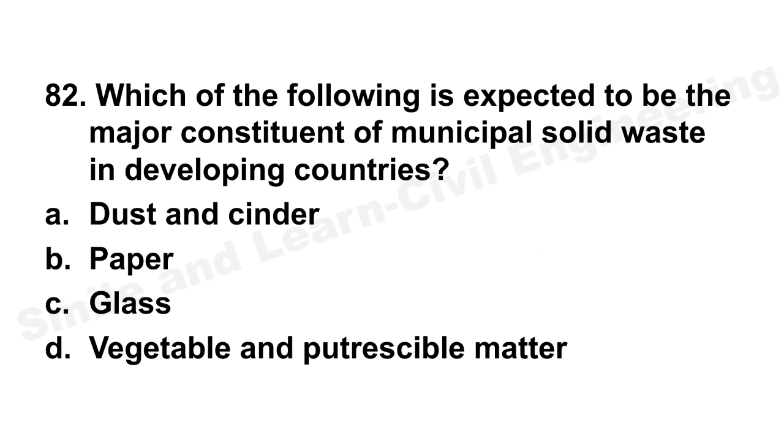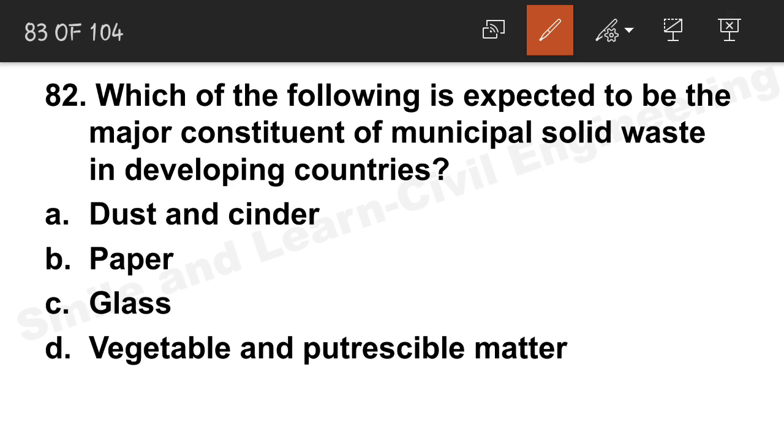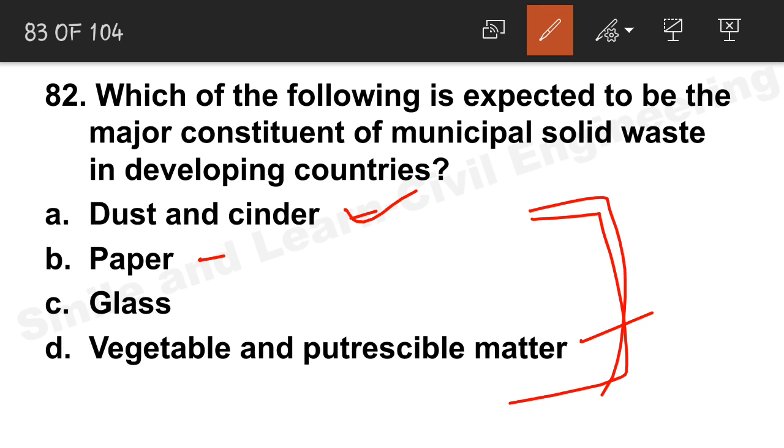Question number 82. Which one of the following is expected to be the major constituent of municipal solid waste in developing countries? So now this is a very confusing question since in developing countries all these wastes are very much common. Nowadays wastes have increased. So four of them are correct answers. Among them vegetable and perishable matter can be decomposed easily. Paper, dust, cinder. I think dust, cinder will be the correct answer. You also mentioned in the comment section. So I am a bit confused with this question.